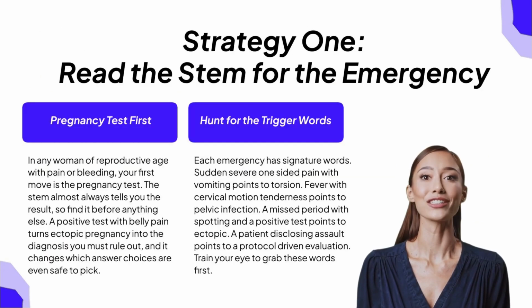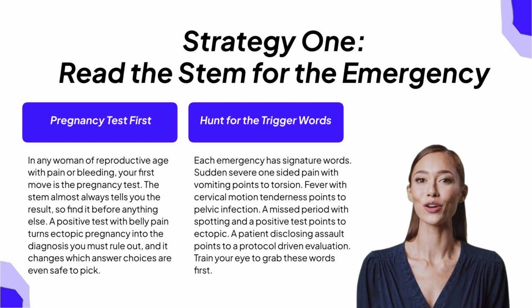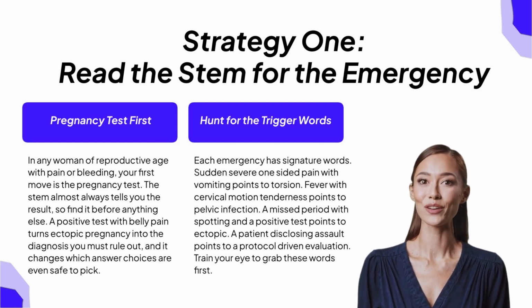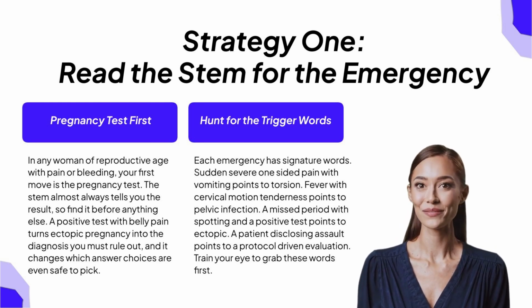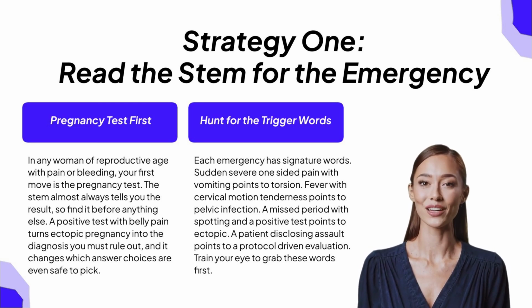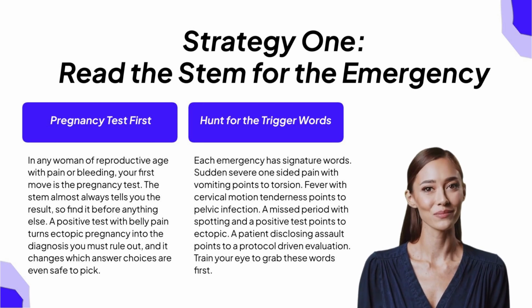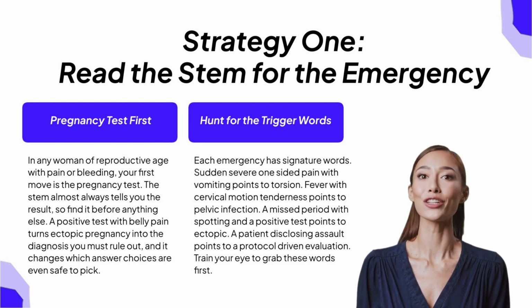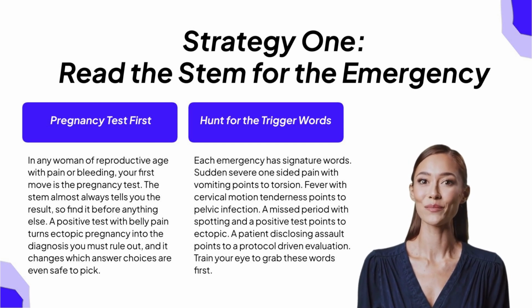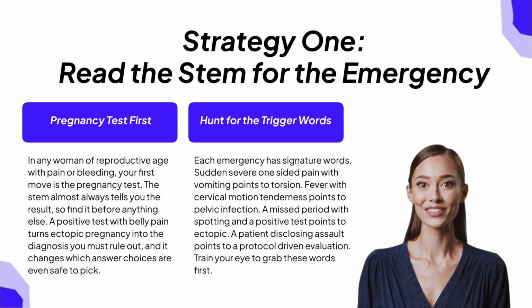Strategy 1 is to read the stem hunting for the emergency, not to read it passively. Start with one reflex that will save you over and over on gynecology questions. In any woman of reproductive age who presents with abdominal pain or vaginal bleeding, the very first thing you look for is the pregnancy test result. The stem almost always hands it to you. A positive test next to belly pain instantly puts ectopic pregnancy at the top of your list, and it makes certain answer choices unsafe before you even finish reading.